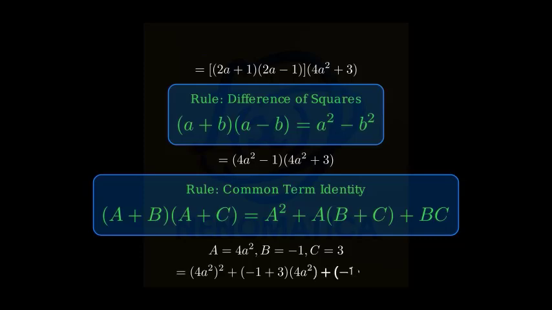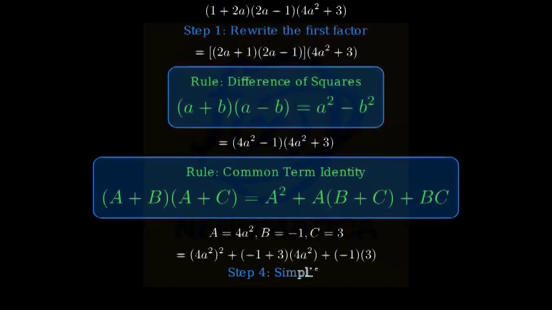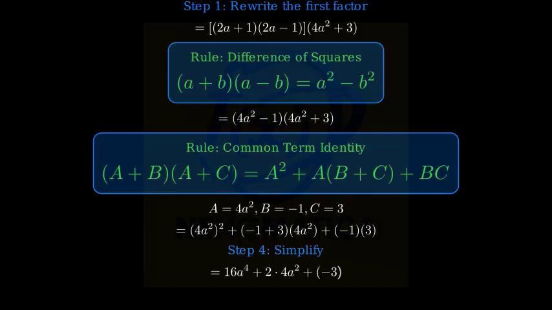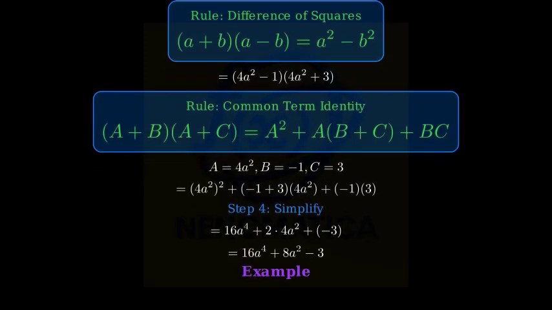Applying this identity, we get 4 squared squared plus 4 squared times -1 plus 3 plus -1 times 3. Now let's simplify this expression. We get 16a to the 4th power plus 2 times 4 squared plus -3, which gives us 16a to the 4th power plus 8 squared minus 3. Now, let's move on to our second example.